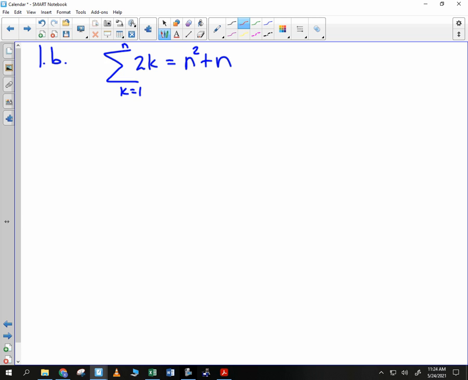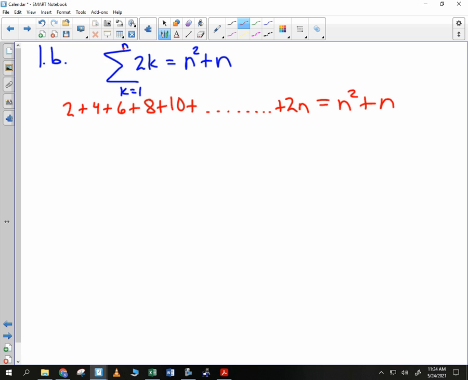So for the expansion, you plug in 1, and 2 times 1 is 2. Then you plug in 2, and you get 4. Plug in 3, and you get 6. Plug in 4, and you get 8. Plug in 5, and you get 10. You stop at plugging in n. And when you plug in n, you should have 2n over here. And that should produce n squared plus n.